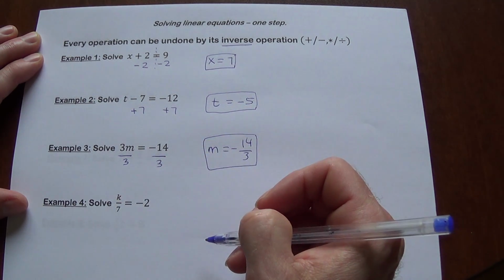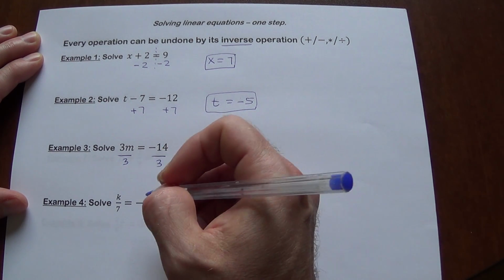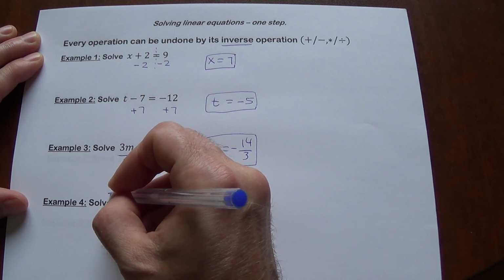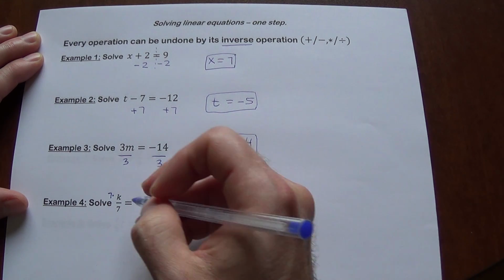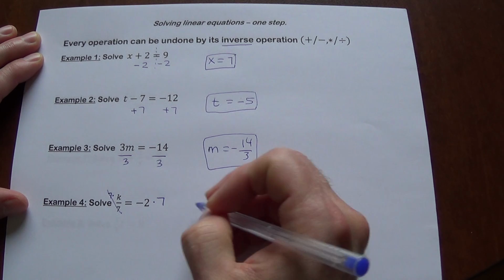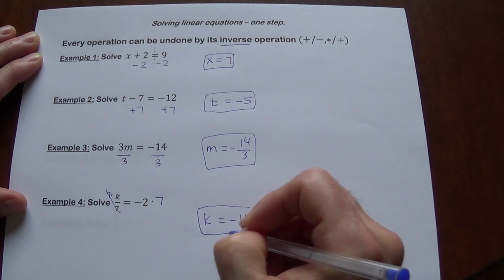K divided by 7 equals negative 2. So we divide by 7. In this case, we will need to multiply both sides by 7 to undo that. So we multiply this side by 7, multiply this side by 7. This is going to cancel. And then you're going to get k equals, and negative 2 times 7 is negative 14.